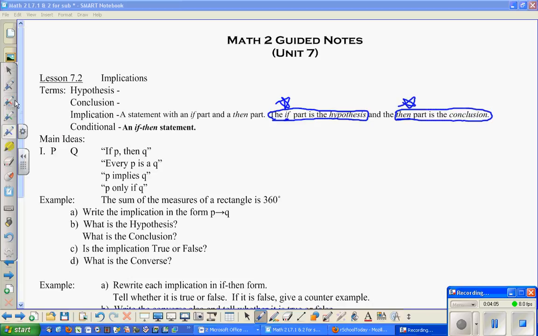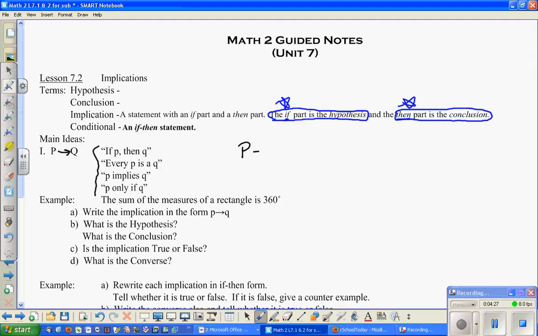Now to start the notation, there is this arrow, which is not here. I'll draw that in. That's the arrow for an if-then statement. And what it tells us is all of these things, they all represent the same thing. If P, then Q can be written with this notation. And we want to get comfortable with this. If I write P arrow Q, it means if P, then Q. Now keep in mind, that makes P the if part, and Q the then part. So P is the hypothesis, and Q is the conclusion.